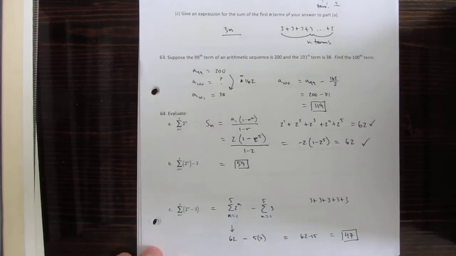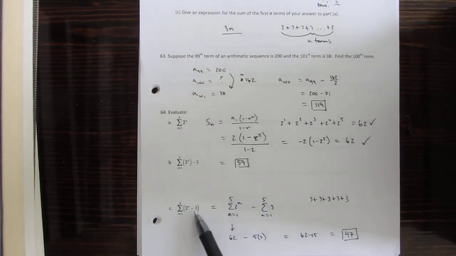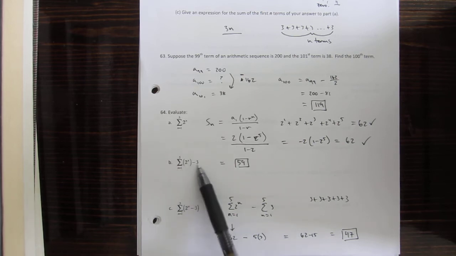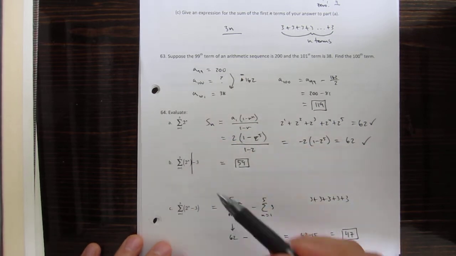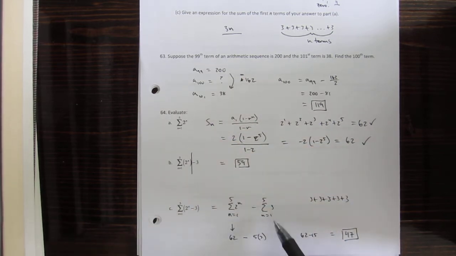Okay, I'll scoot that up. But the difference between this and this one is not in the part of the sum. It's just after you sum them up. So you can just sum them up and then subtract 3. This is part of the sum, so you have to sum up all of those 3's.